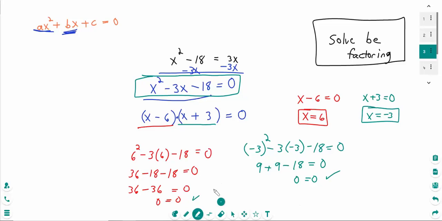So you can see where both of these values, 6 and negative 3, for x, they both would give us true equations. And since we know this is a quadratic equation, which means that there are at most 2 solutions, we know that we found all of them. Those are the only 2 solutions that'll work for this equation, because there can only be 2, and we found 2.